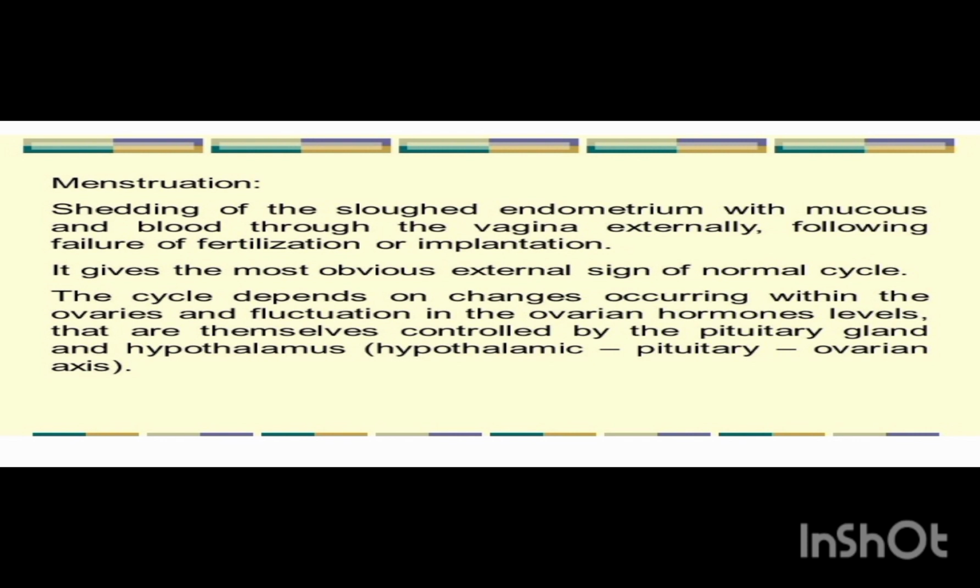When the endometrial layer, that means the inner layer of the uterus, is prepared for the fertilized egg to get implanted, if it fails, then this prepared endometrial layer gets shredded or peeled off from the endometrium and causes vaginal bleeding. That is called menstruation in simple language.